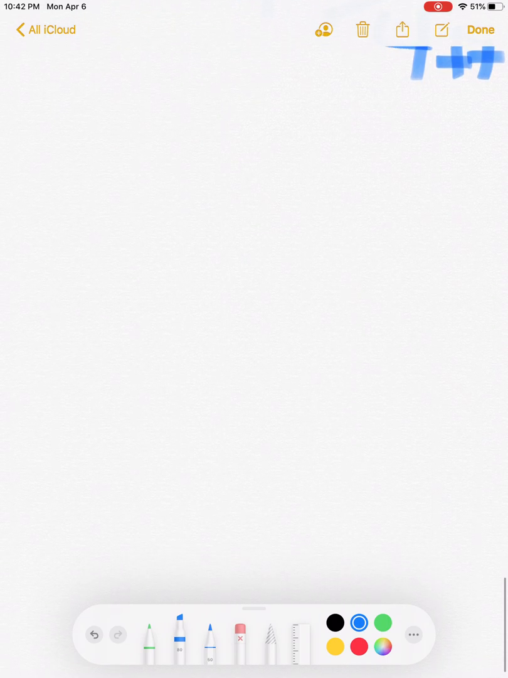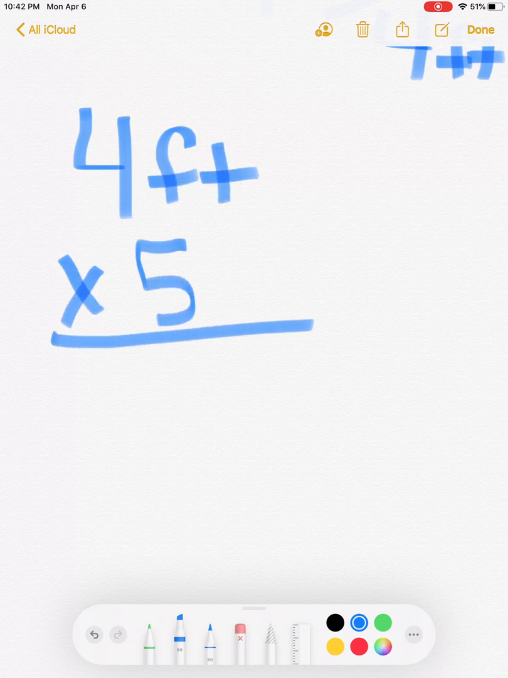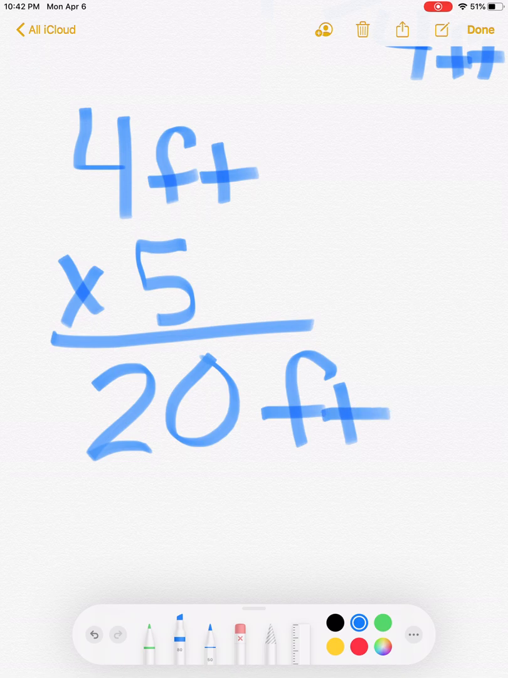But the question is, he uses 4 feet, but he wants to make 5 frames. So we multiply 4 times 5 and get 20 feet. Is that a reasonable answer? Yes, it is. It makes sense.